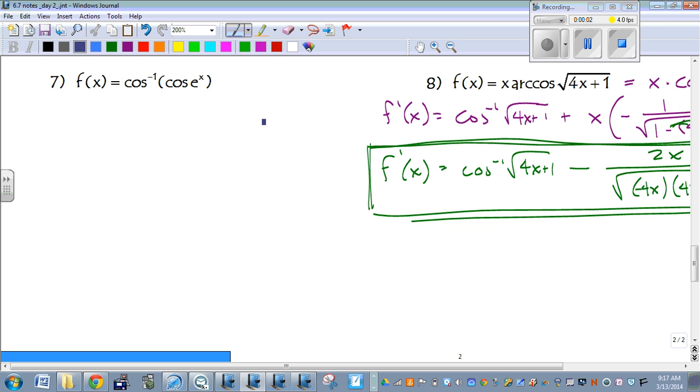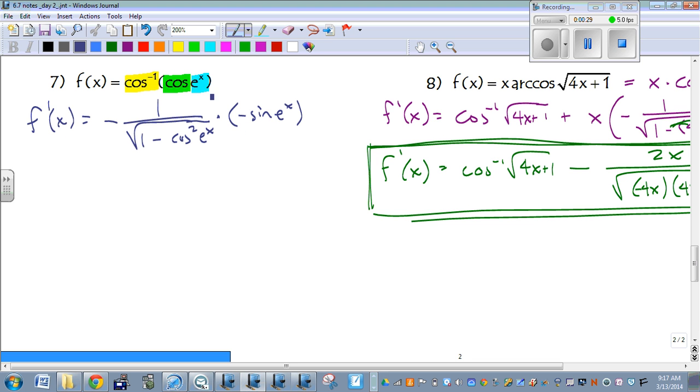So for number 7, we've got 3 things going on here. We've got inverse cosine, we've got regular cosine, we've got e to the x. So if we do derivative of the inverse cosine, it's negative 1 over square root of 1 minus that whole thing squared, so it's going to be cosine squared of e to the x, times derivative of cosine is negative sine of e to the x, and then derivative of e to the x is just e to the x.